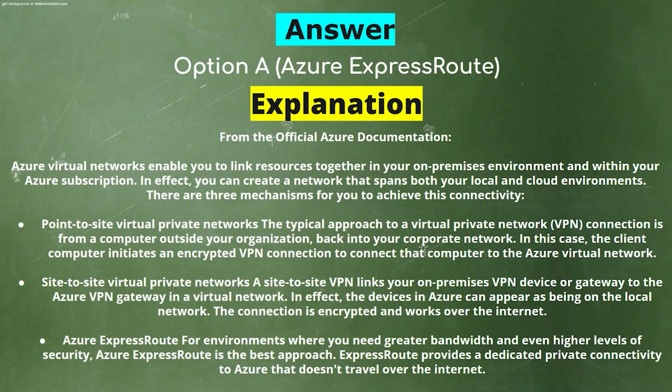Number 2. Site-to-site virtual private networks. A site-to-site VPN links your on-premises VPN device or gateway to the Azure VPN gateway in a virtual network. In effect, the devices in Azure can appear as being on the local network. The connection is encrypted and works over the internet. Number 3. Azure ExpressRoute for environments where you need greater bandwidth and even higher levels of security. Azure ExpressRoute is the best approach. ExpressRoute provides a dedicated private connectivity to Azure that doesn't travel over the internet.